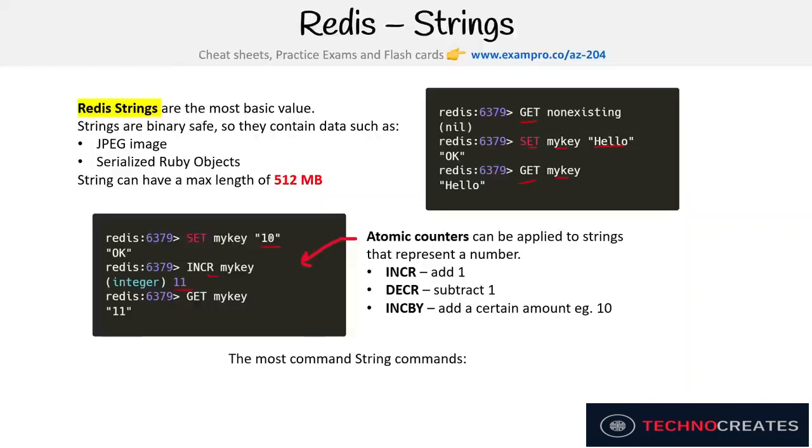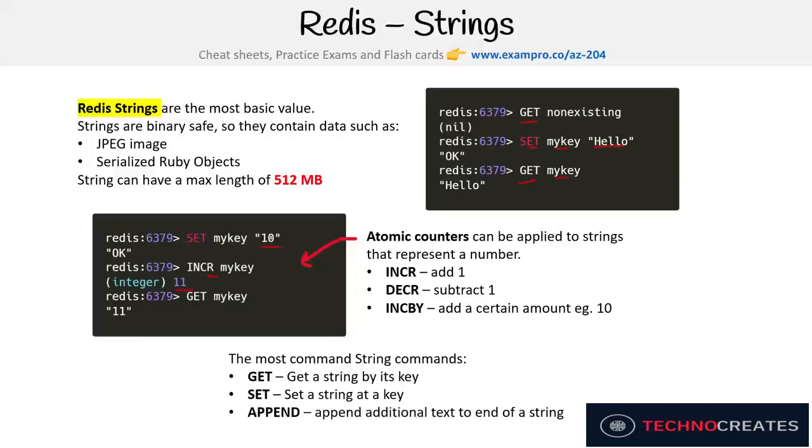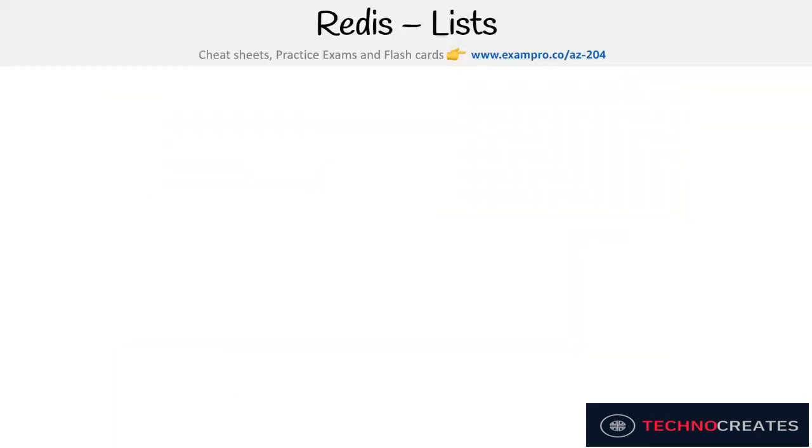So the most common string commands would be things like GET, SET, APPEND. APPEND would just add something to the end of the string. Or check if a string exists based on a key, so EXISTS.